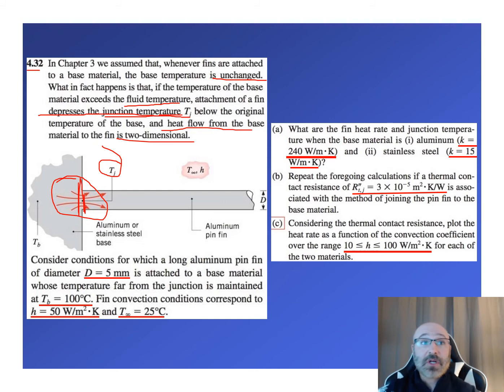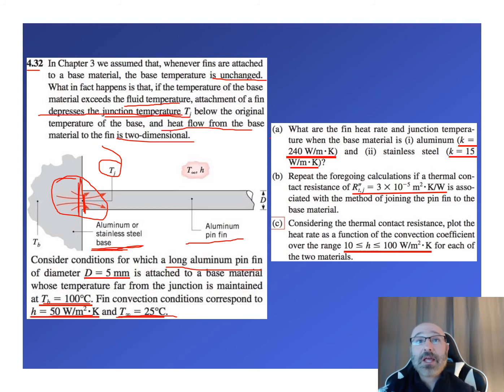Now what they ask us to do here is consider conditions for which a long aluminum pin fin of diameter D equal to 5 millimeters is attached to a base material whose temperature far from the junction is maintained at T sub B equal to 100 degrees Celsius. The fin convection conditions correspond with an H value equal to 50 watts per meter squared times Kelvin, and our T sub infinity is equal to 25 degrees Celsius. With all that given information, we can reference back up here. There's our aluminum pin fin, and here's our aluminum or stainless steel base, depending on which problem we're dealing with for this diagram. With all this information, they ask us to solve for three different things.